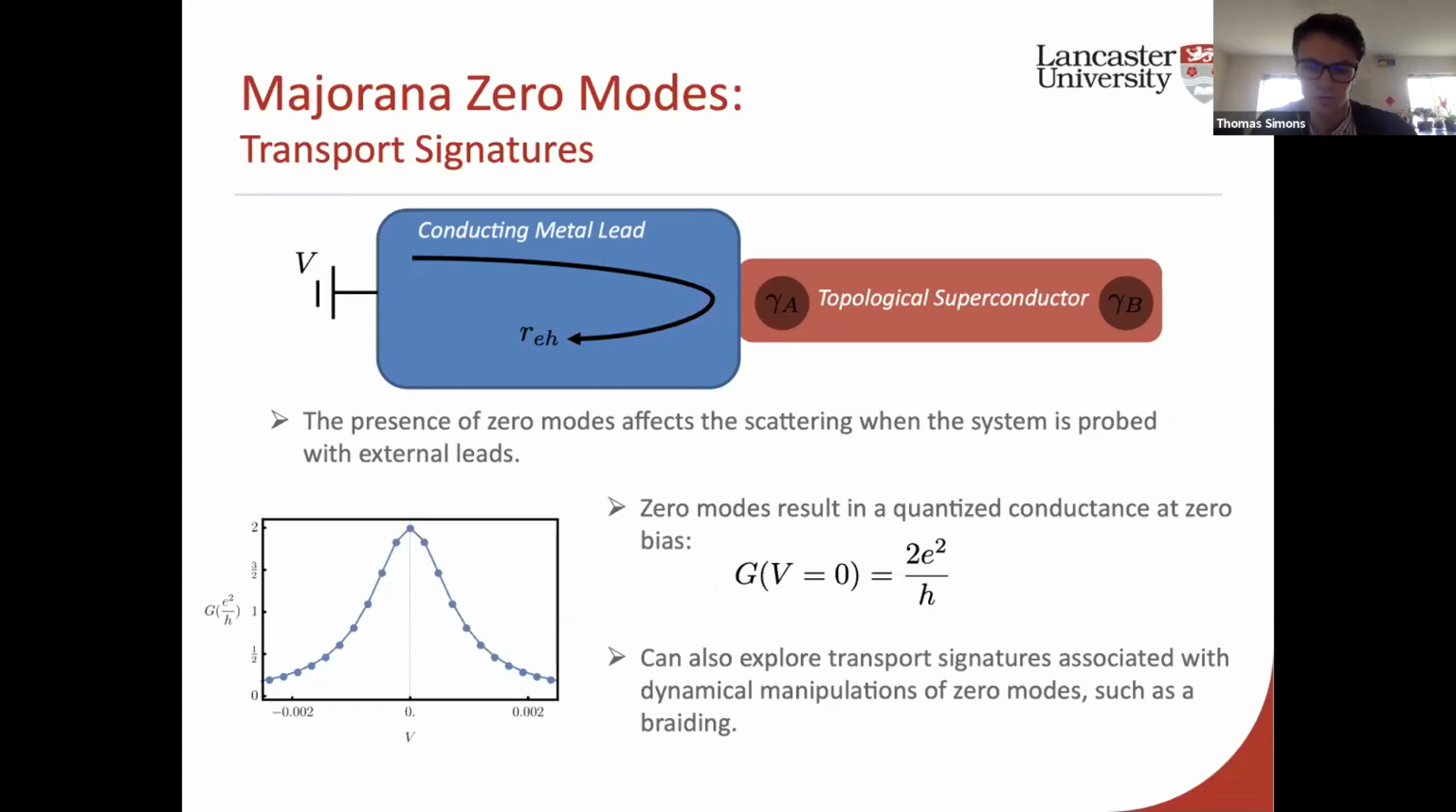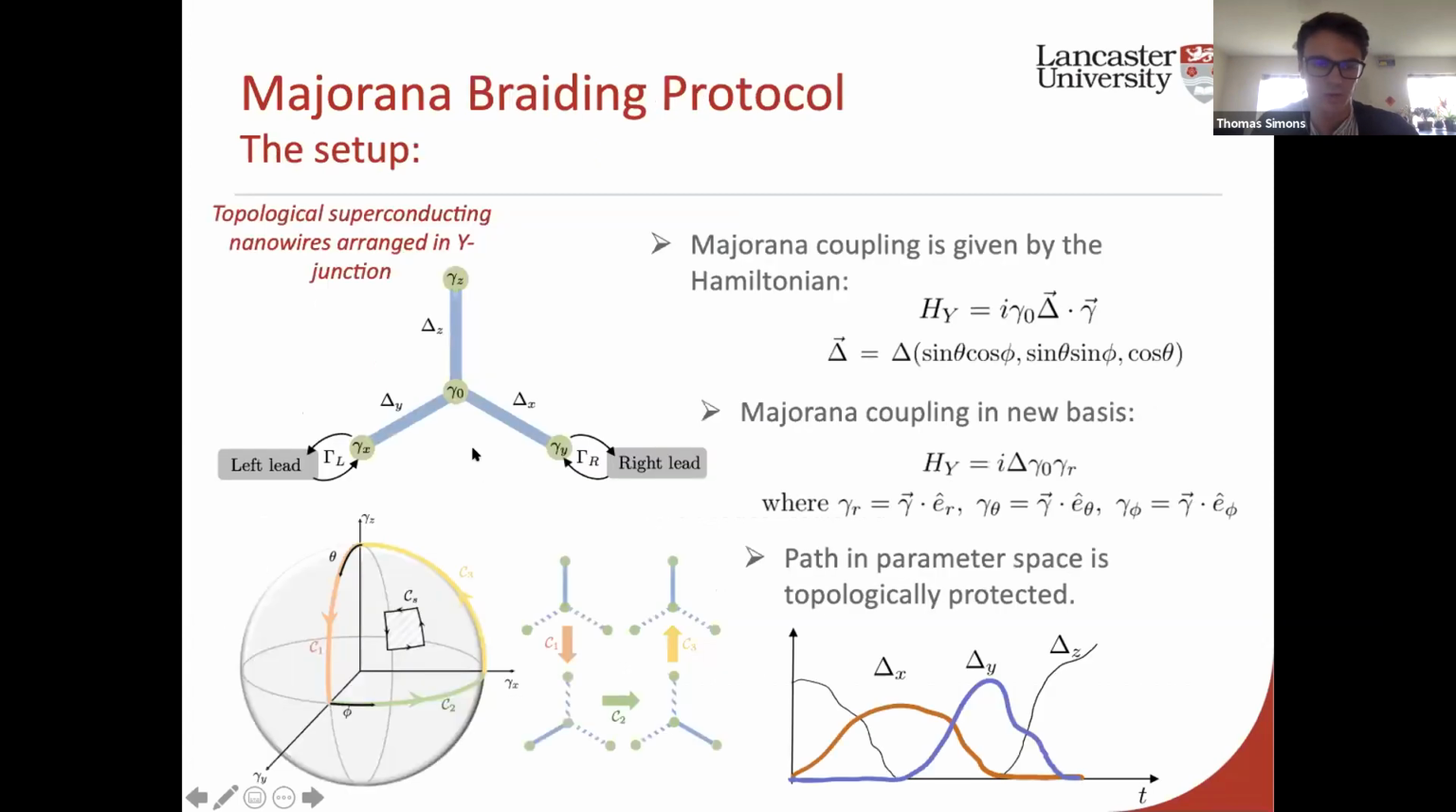So we can then go one step further and ask what would the transport signatures be associated with manipulations of these zero modes, such as a Majorana braiding. So just to quickly outline the setup for a Majorana braiding protocol. We now have 3 of these superconducting nanowires, and they each host zero modes at the ends, and we arrange these in a Y junction, as shown here.